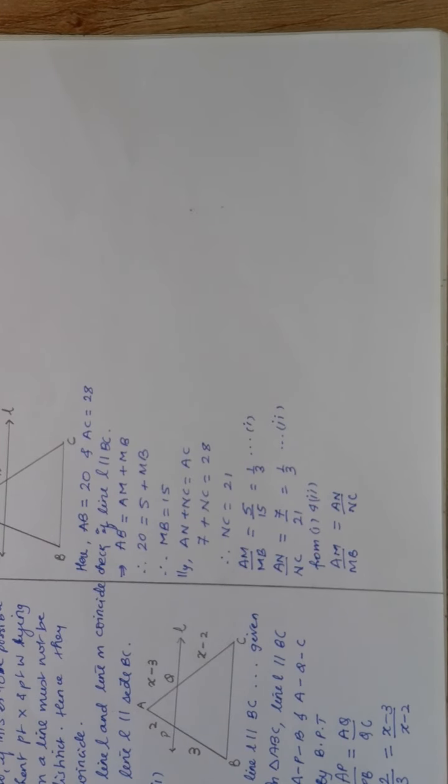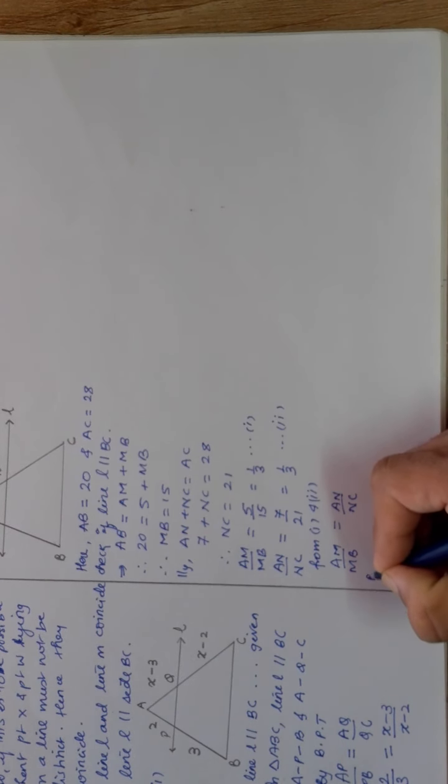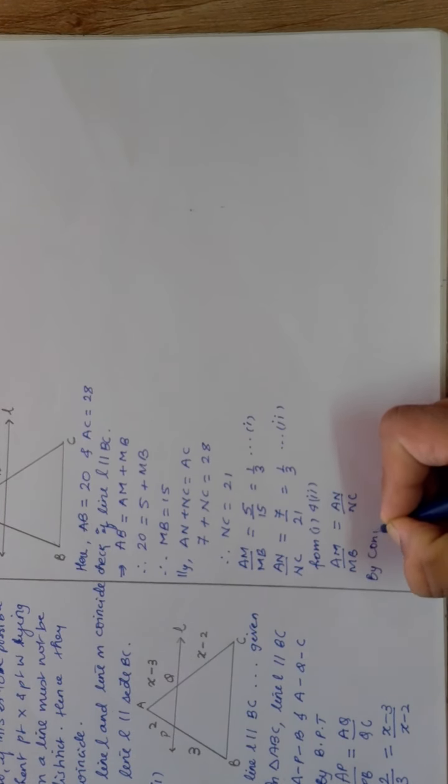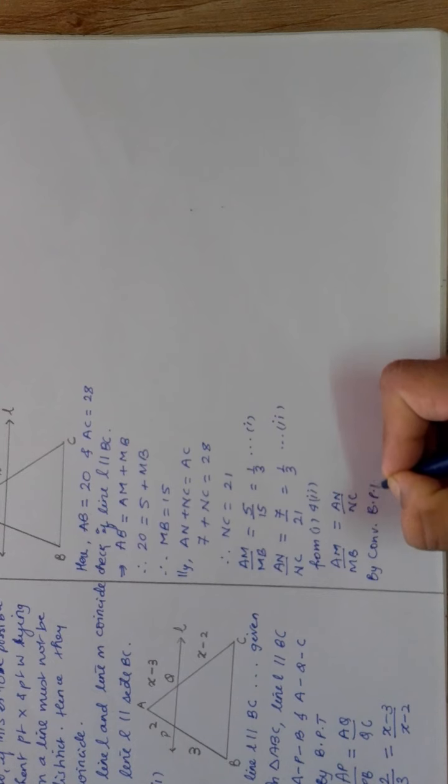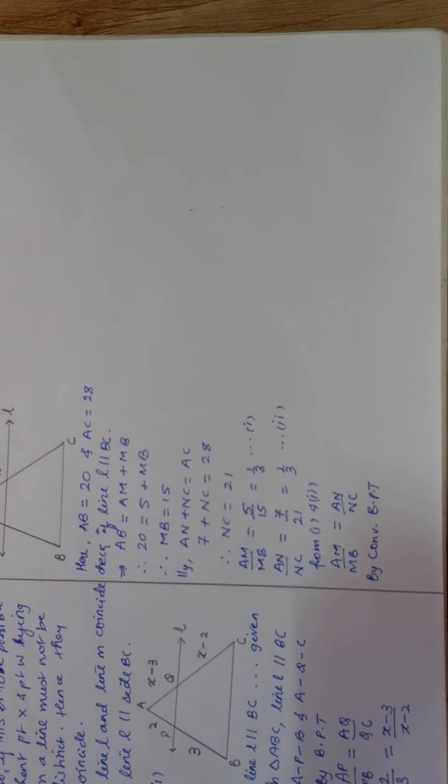So obviously what basic proportionality theorem says, but converse. That is by converse of basic proportionality theorem, what it says, if a triangle is there, a line is there cutting two sides of the triangle, and if it divides the two sides in proportion, which I got, then that line is bound to be parallel to third side. That is, line L is parallel to side BC.